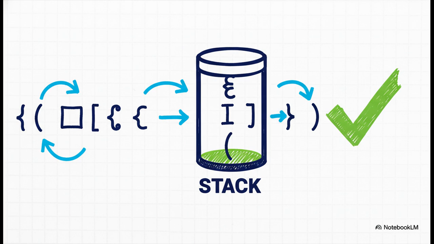A perfect example is how a code editor checks if your parentheses are balanced. Every time it sees an opening bracket, it pushes it onto its stack. When it finds a closing bracket, it pops the matching one off. If the stack is totally empty by the end of your code, you're golden. Everything is balanced. That is a PDA doing its job right there in your text editor.